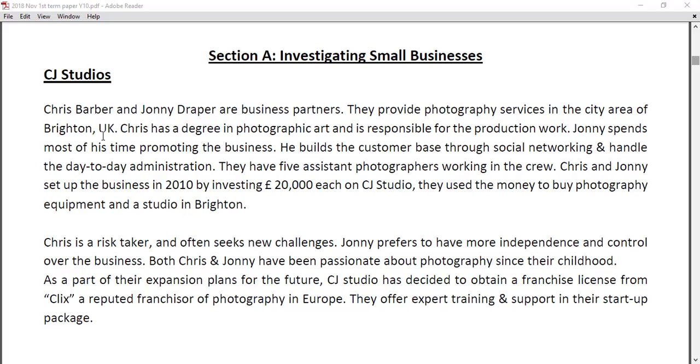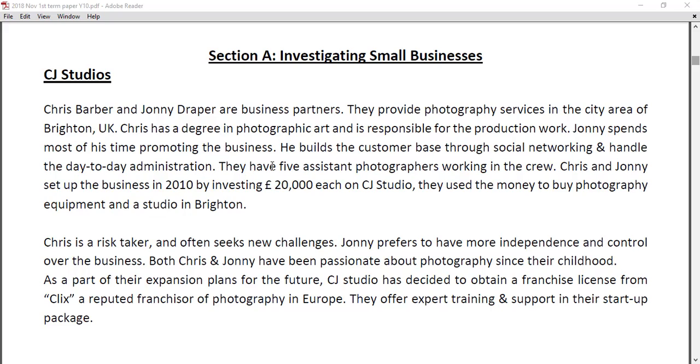And the qualifications of both of them. Chris has a degree in photographic art, and he's doing production. Johnny is doing promotion of the business because he's a marketing guy, right? He builds the customer base through social networking and day-to-day administration work. So you can see the partnership's advantages here, sharing the workload. One handles the photographic section and production work, the other handles the administration and promotion and marketing work.